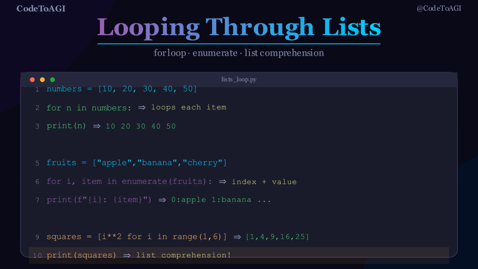The third example uses a list comprehension. Squares equals I squared for I in range 1 to 6. This creates a new list in one line. The output is 1, 4, 9, 16, 25. List comprehensions are a professional Python technique. They make your code shorter and faster.